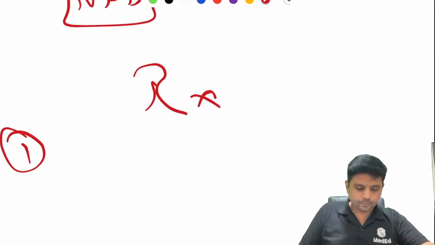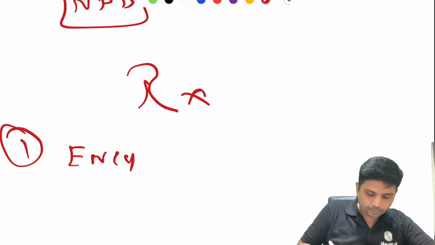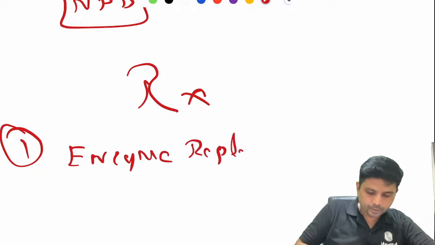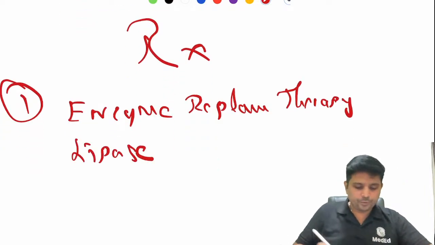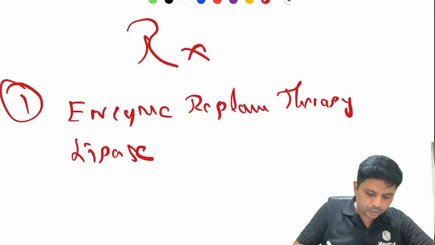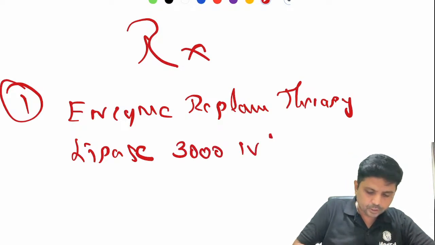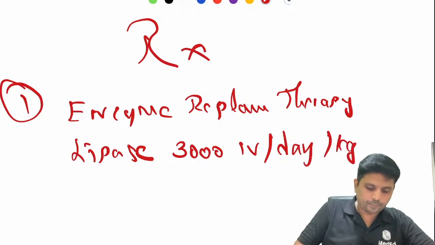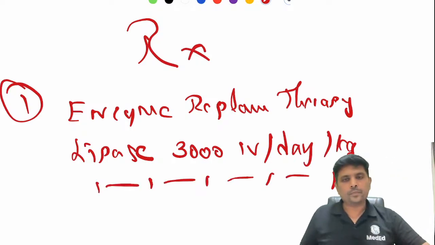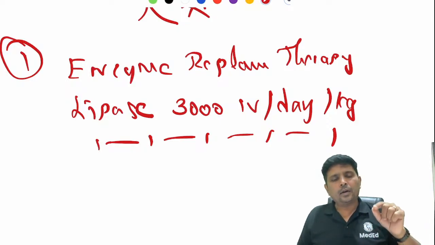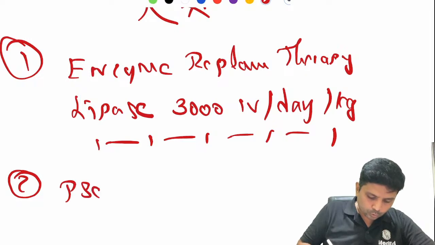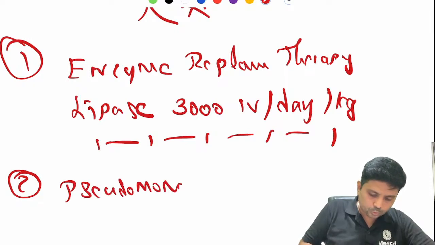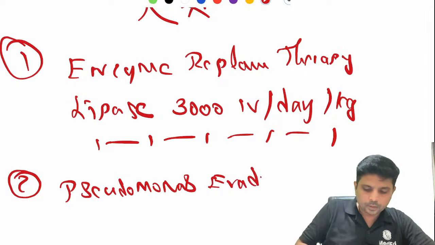So, one is enzyme replacement therapy. What is that? You give lipase, usually 3000 international units per kilogram per day in 5 divided doses. Each meal should be associated with lipase ingestion. Second, Pseudomonas eradication.